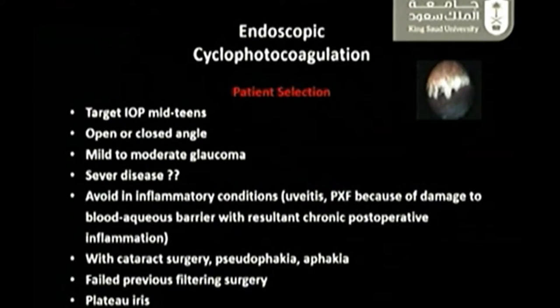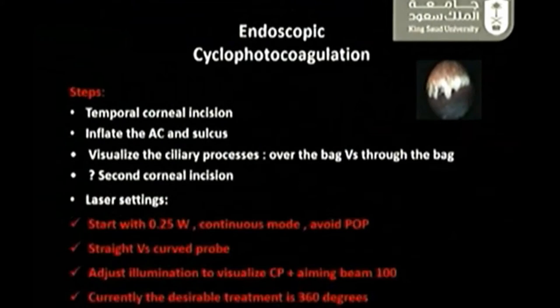You can do it in patients with failed previous filtering surgery, and you can do it in patients with plateau iris syndrome. And actually the best response that you will ever have is in patients with plateau iris syndrome and patients with primary angle closure. So why will the result in patients with primary angle closure combined with cataract surgery be better than primary open angle glaucoma, theoretically? What's the reason? Exactly. Once the ciliary processes contract, you will actually help to deepen the angle a little bit.